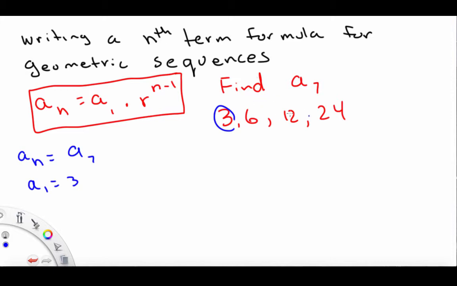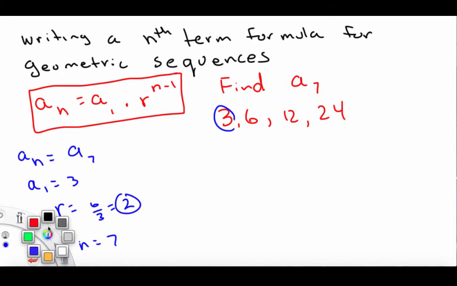How do we find the common ratio for a geometric sequence? Remember, we divide the next term by the previous term. 6 divided by 3 equals 2, and since this is a geometric sequence, the common ratio is 2. We did this earlier too. Now what is our n in n minus 1? Since a sub n equals a sub 7, our n is 7. This is what's given to us.